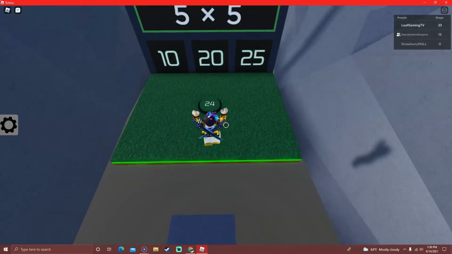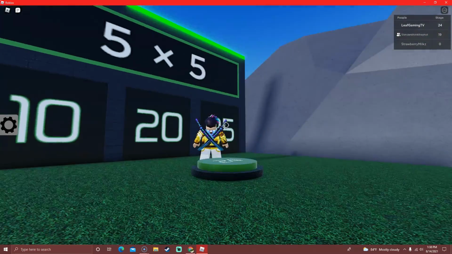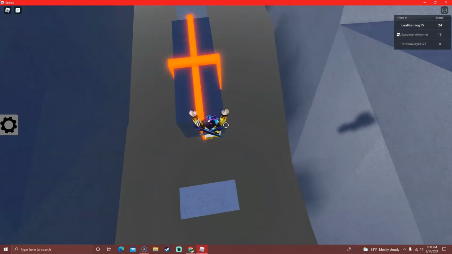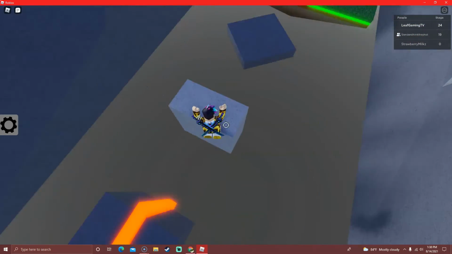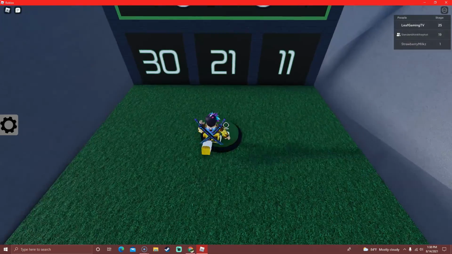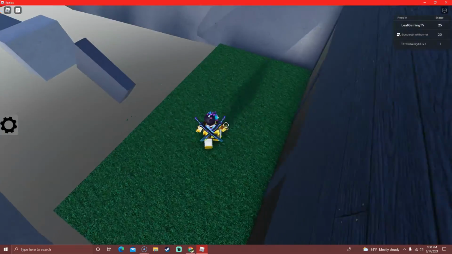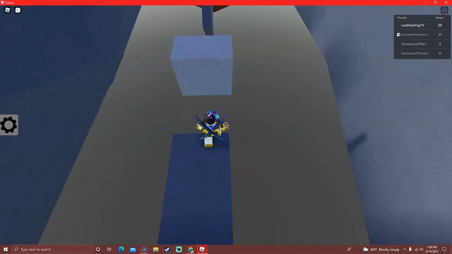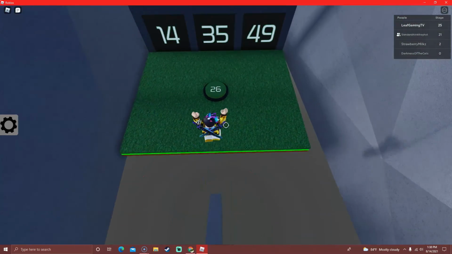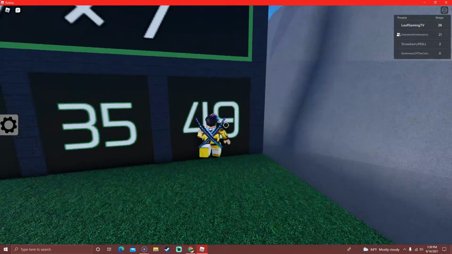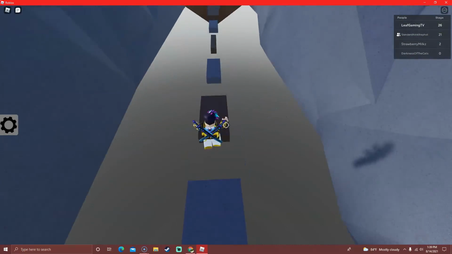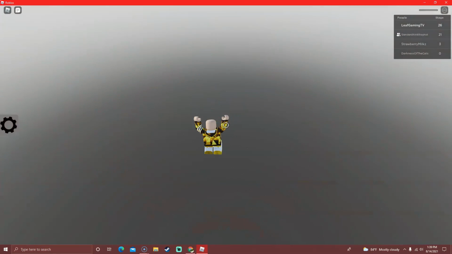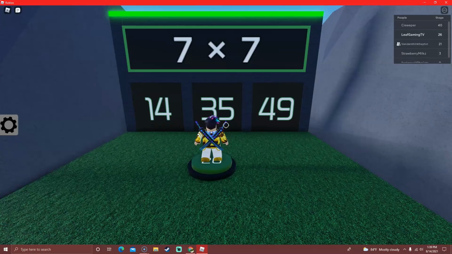Okay. This obby is not that hard so far, guys. What do y'all think about it? 5 times 5 is 25. So we are over halfway. Alright, I realized how long I've been playing the game for. Yeah, I think Blitz is going to struggle. He's a third grader. He's going to struggle with some of these questions.